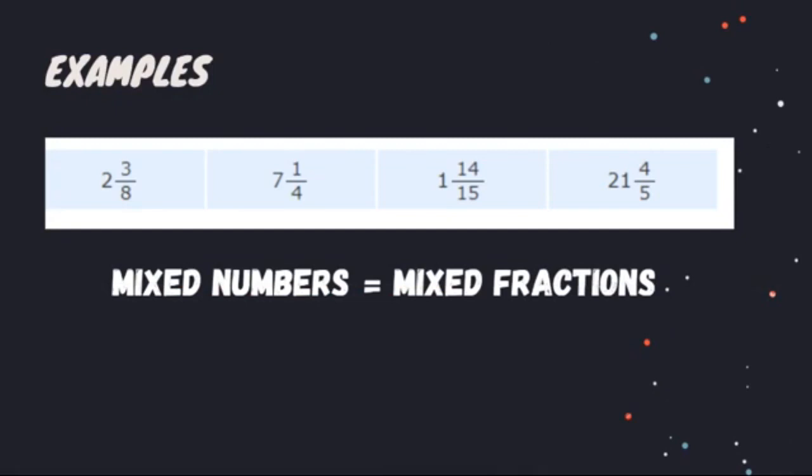See the other examples of these mixed numbers. 2 3 over 8, 7 1 over 4, 1 14 over 15, and 21 4 over 5. Can you see how each example is made up of a whole number and a proper fraction together? That is why it is called a mixed number or mixed fraction.